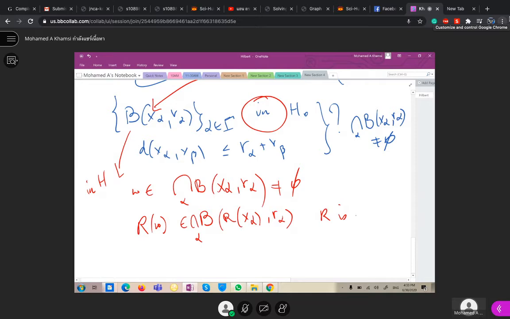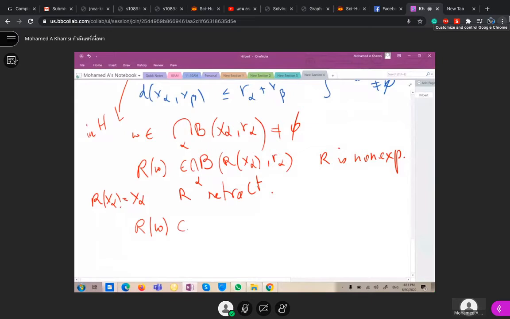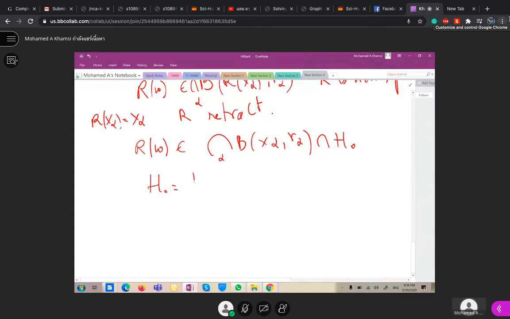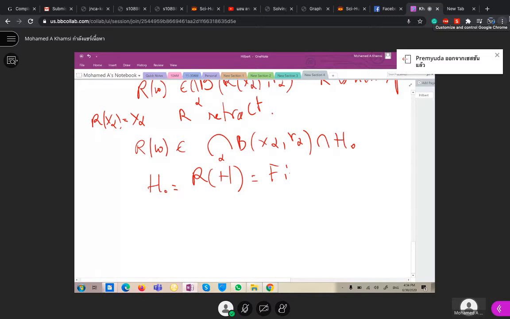But then we know that R of x alpha is equal to x alpha, because R is a retract. And therefore, R of omega, which belongs to H, also belongs to the intersection of the balls x alpha, r alpha, as well as H0, because R goes into H0. So you see, it's not empty. Basically, it's not empty. And therefore, H0 is hyperconvex.